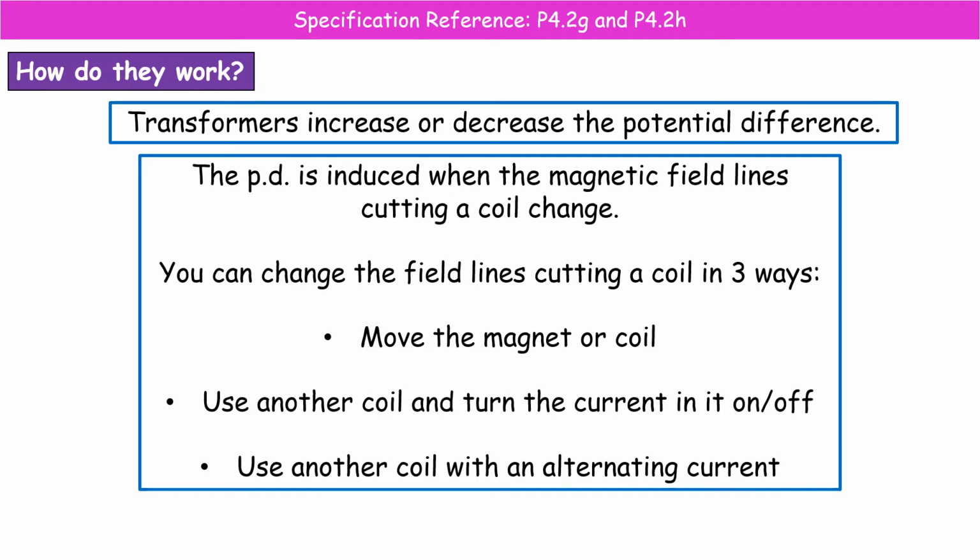Now hopefully we do remember that we can induce a potential difference when magnetic field lines cutting a coil are changed. So what we're going to find is there are three ways that we can change the field lines cutting a coil. First, move the magnet or move the coil. Secondly, use another coil and turn that current on or off in that. Or thirdly, we can use another coil with an alternating current. So three ways that we can then change the field lines cutting a coil. Move the magnet or the coil, use another coil and turn the current on or off, or use another coil with an alternating current.